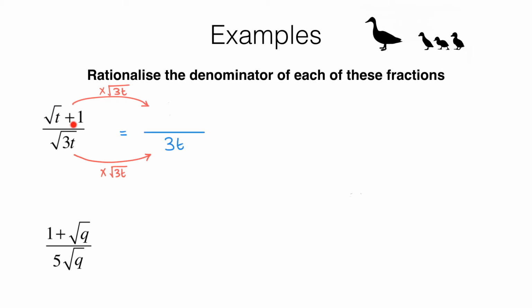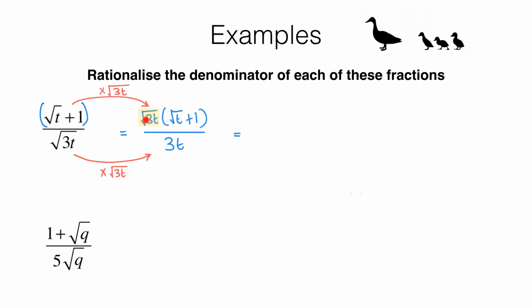Now, for the numerator, it's important to realise that the root t plus 1 is effectively in brackets. We want to multiply all of this by root 3t. Doing this, we simply get root 3t multiplied by root t plus 1. Now, we can expand this numerator if we want to, so let's give that a go. We have root 3t multiplied by root t plus root 3t multiplied by 1.